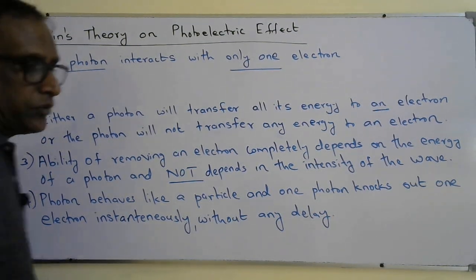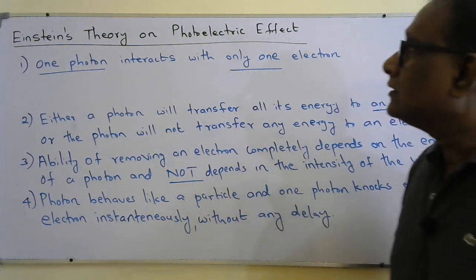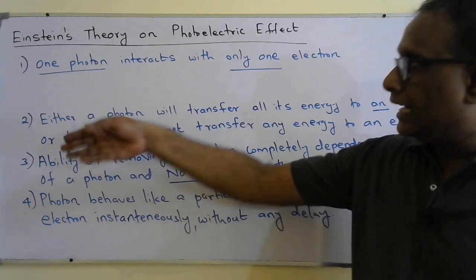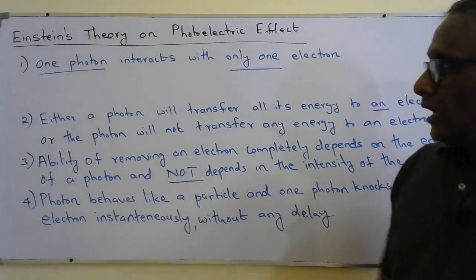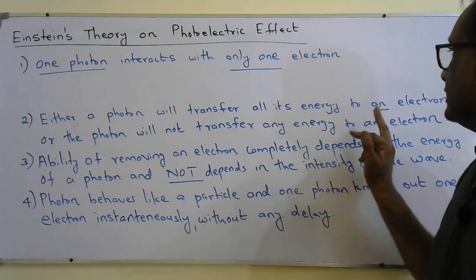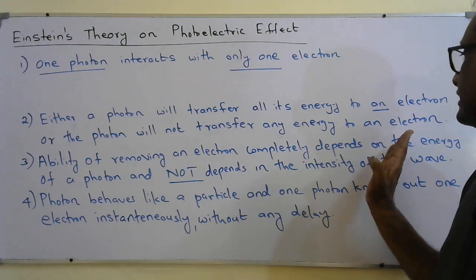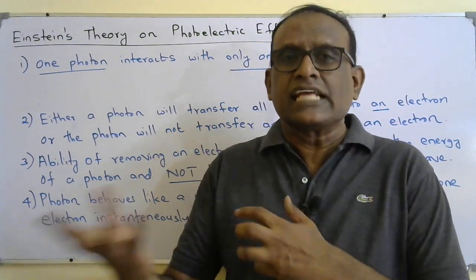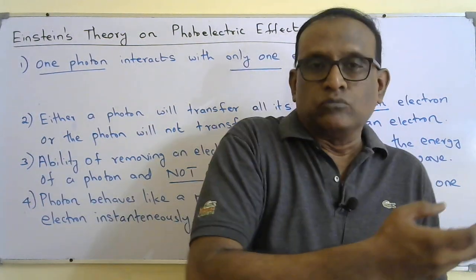Okay, so these are the very important final things regarding Albert Einstein's proposal to explain the photoelectric effect in his theory. First, as I already told, again I am telling, one photon interacts with only one electron. Either a photon will transfer all its energy to an electron, or the photon will not transfer any energy to an electron. That means we normally say a photon can't share its energy. Share means give a small amount of energy to the electron and move on with the balance energy.